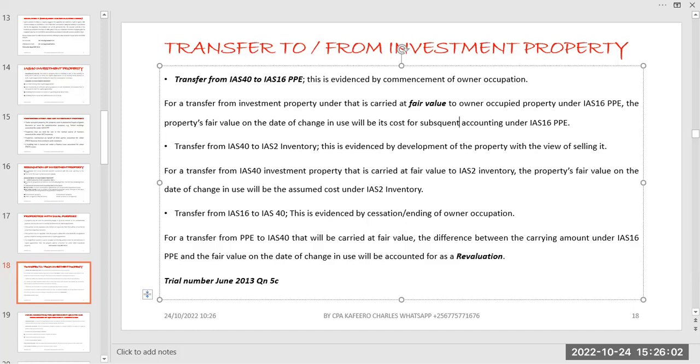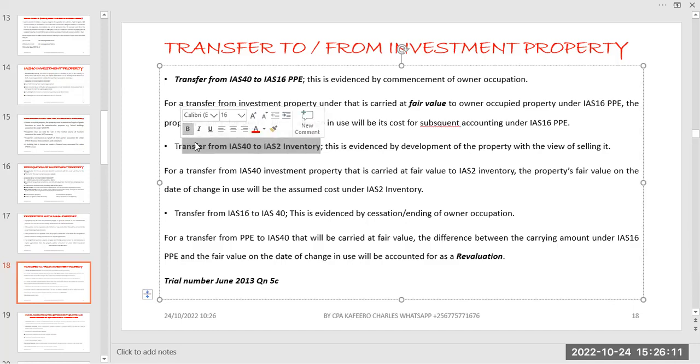Then we have transfer from IAS 40 to IAS 2. We say IAS 2 is inventory. If the item is moving from investment property to inventory, how do you know that this item has been converted from IAS 40 investment property to inventory? Inventory, we are saying that it has been put up for sale.